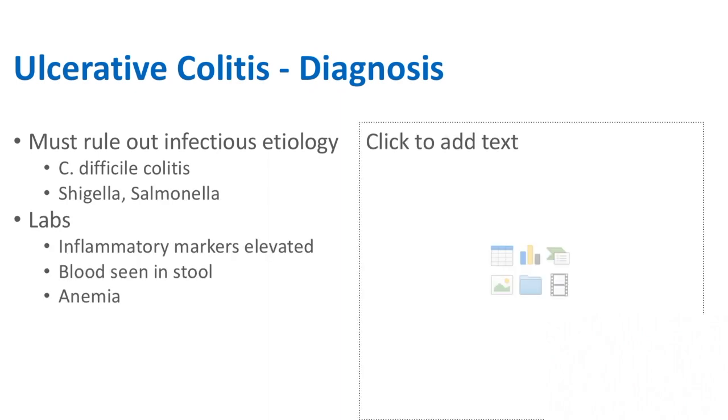In addition to that, we also check labs. For some patients, we see if there are any inflammatory markers that are noted, blood seen in the stool, or even anemia as well. This gives us a clue that something is going on within the GI tract, which is different than what we normally see, because we normally don't see elevation of the inflammatory markers, blood in the stool, or low blood count as well.